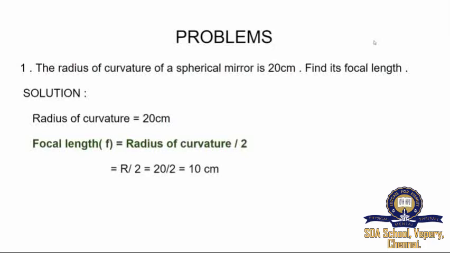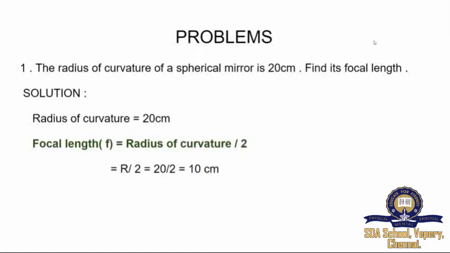Now, we will solve the problems related to the focal length. The question is, the radius of curvature of a spherical mirror is 20 cm. Find its focal length. Solution. The data is given. Radius of curvature is equal to 20 cm. Here, we have to find the focal length. What's the focal length formula? You know, focal length is equal to radius of curvature divided by 2.